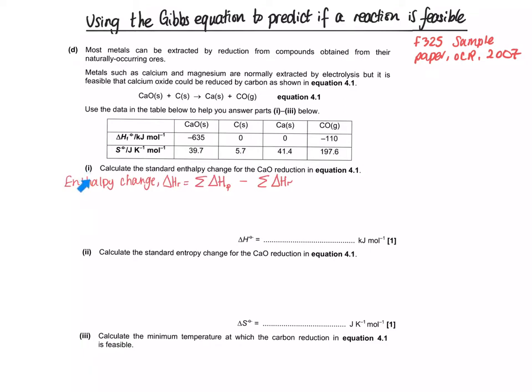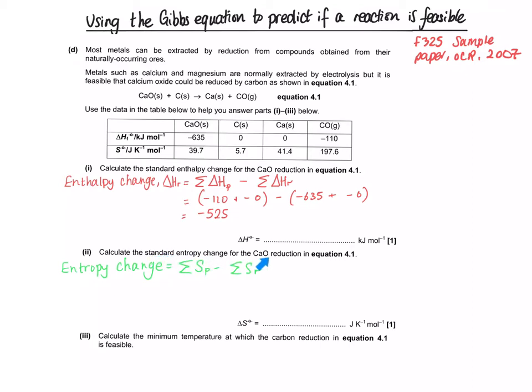So part 1, calculate the enthalpy change. The enthalpy change of this reaction is the sum of the enthalpies of the products minus the enthalpies of the reactants. And the enthalpies of the products are minus 110 for CO, and 0 because it's calcium, minus 635, which is delta H naught F for calcium oxide, and minus 0 for carbon. Remember that delta H naught F, the enthalpy of formation of any element, is by definition 0. If you put these numbers in, the answer you get is minus 525.